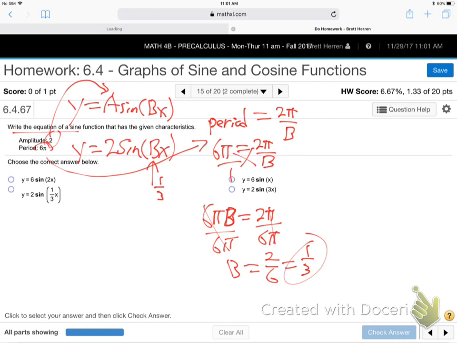So we have 2 sine 1/3. I feel like we did that one. So remember you saying the thing about the 3 flipping out making a 6? No, I remember you doing that. I remember. I'm a little senile, but I remember that. Yeah. All right, so we good.